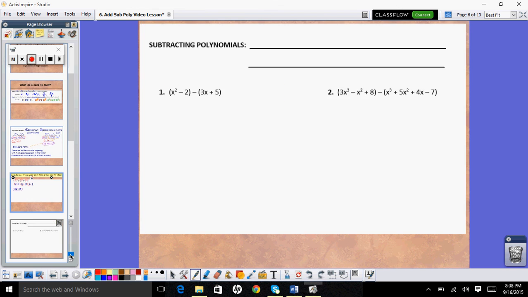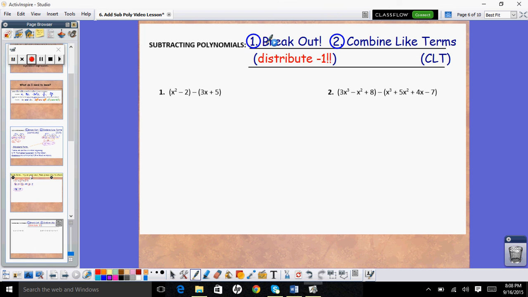Let's move on to subtracting polynomials. The reason I teach distributing that 1 in front of the parentheses, although it seems a little tedious, is because then the rules stay the same for adding and subtracting. I still want to break out, but this time we have to look out for a negative 1 to distribute. And then we can combine like terms.